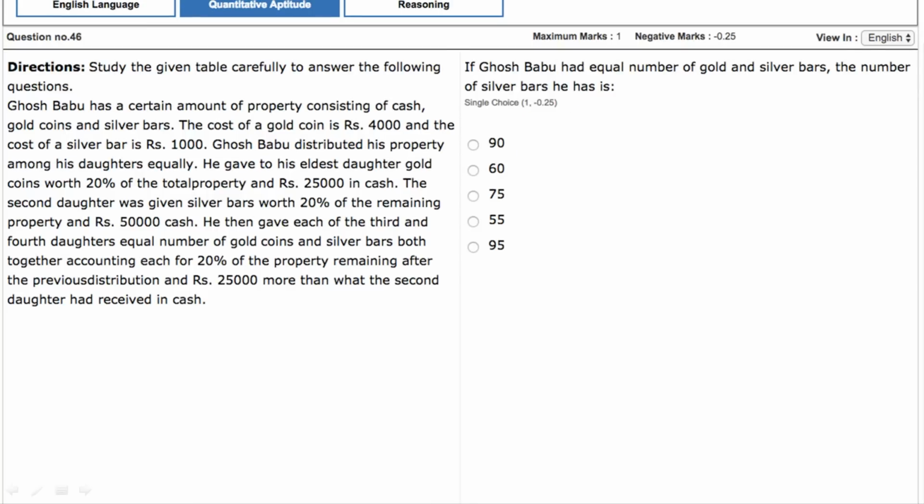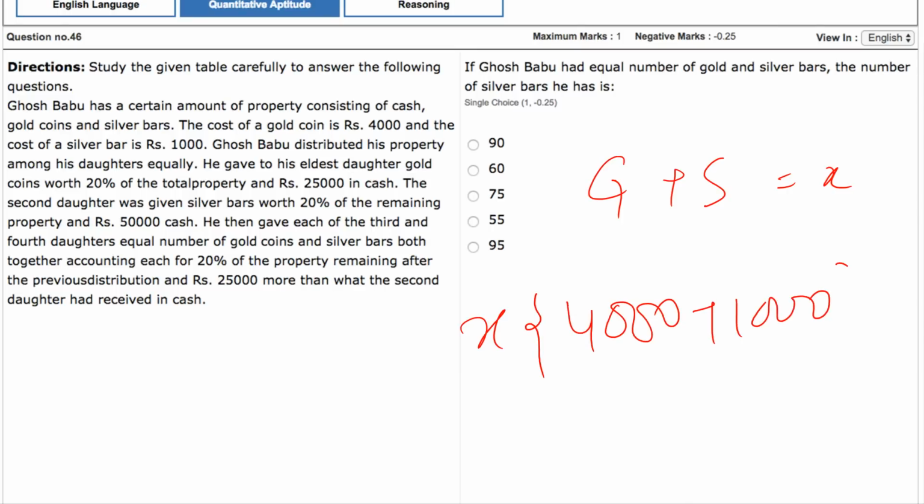The next one: if Ghosh Babu had an equal number of gold and silver bars, the number of silver bars he had. So gold plus silver was the same. Let us assume it is X. So what will be the value? X into the value of silver and gold, which was 4,000 and 1,000 respectively, if you remember. This is the coins 4,000 and X. And this is the total. We have also seen what the total value is.